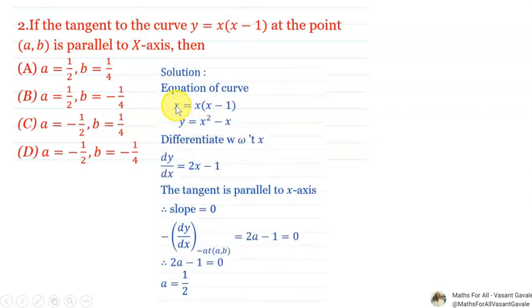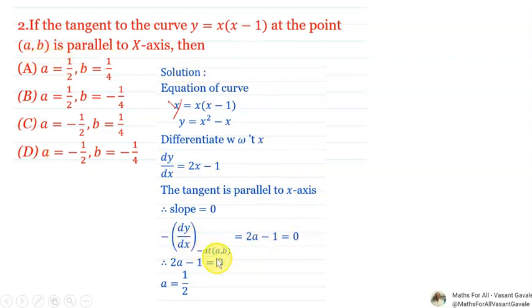Okay. Now the equation y is equals to x in bracket x minus 1, simplify करना y is equals to x square minus x. Differentiate with respect to x, dy by dx is equals to derivative of x square is 2x, derivative of x is 1. The tangent is parallel to x-axis, therefore its slope is 0. Therefore, the value of this dy by dx is equals to 0 at the point A and B.